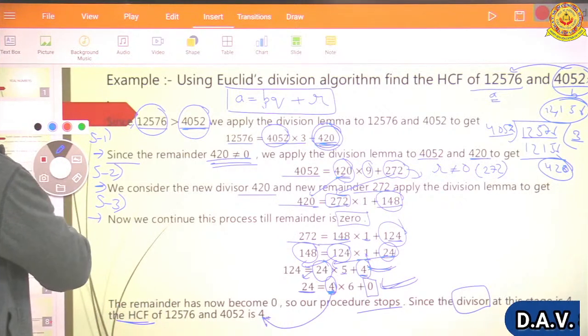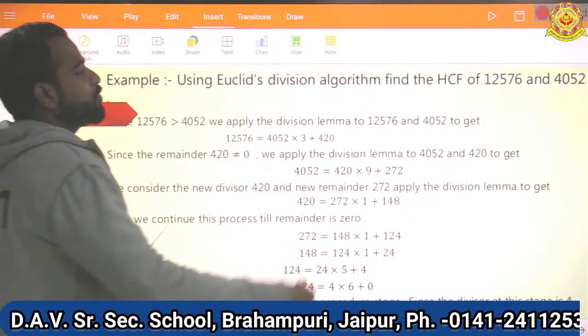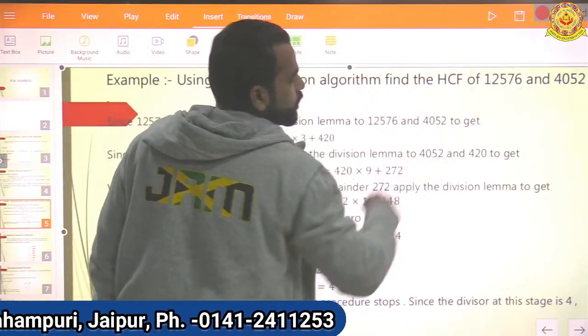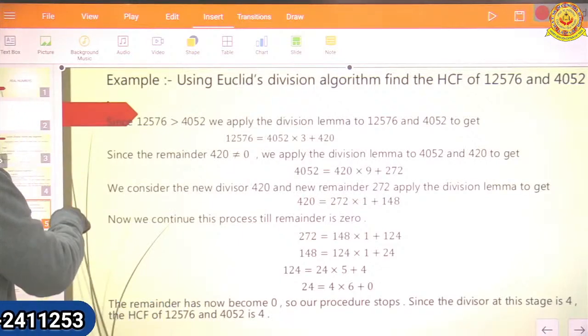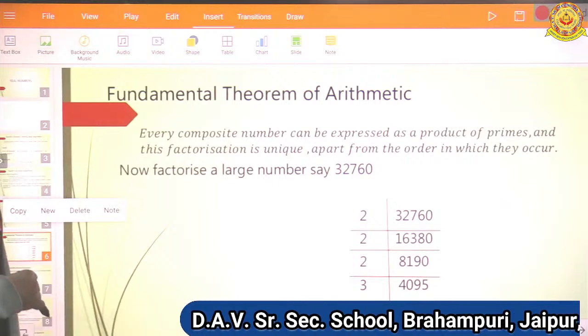Okay, so now we have all studied the Euclid division lemma to find the HCF of two numbers. Now we will take up the fundamental theorem of arithmetic. Look at this.